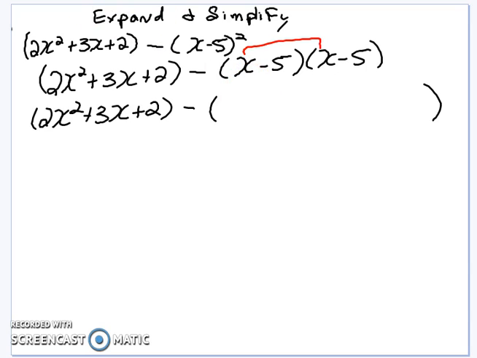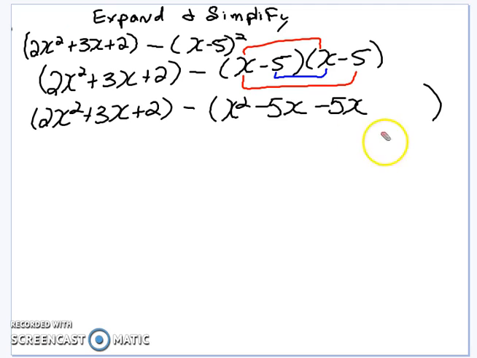So what do I do? I go x times x. Well, x times x is x squared. My second step is to take the x and multiply it against negative 5. Well, negative 5 times x is negative 5x. Then I'm going to go negative 5 times x, which is going to give me negative 5x. And finally, negative 5 times negative 5, which gives me positive 25. Cool. That completes my expand.